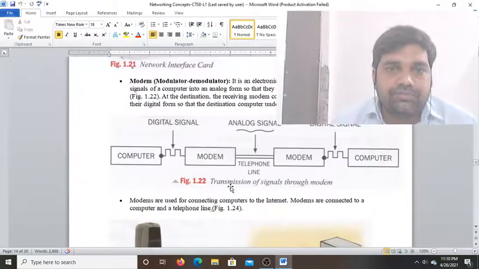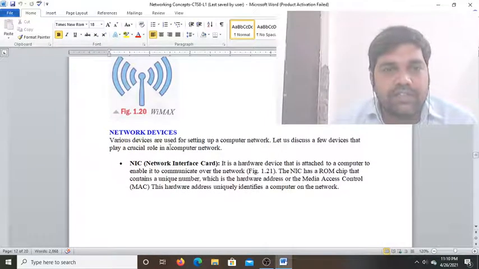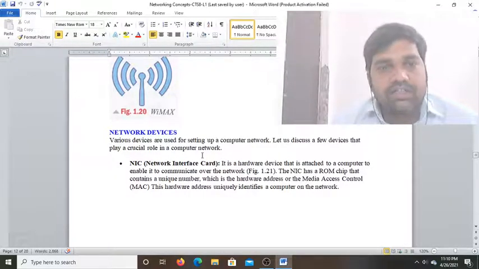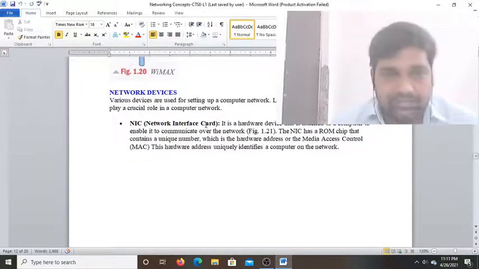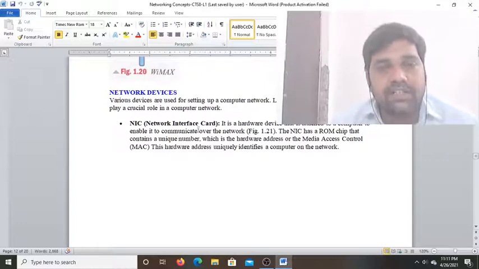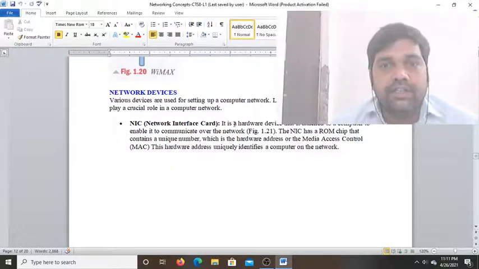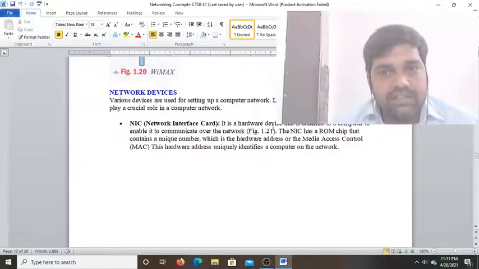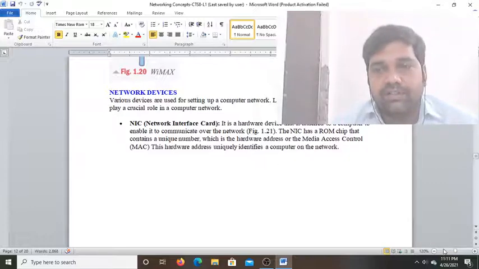Now see, one is the network interface card, which is one of the networking devices. So what are network devices? Devices which are used for setting up a computer network are called network devices. So the first device is the NIC, network interface card. Through this NIC, we connect our computer or laptop with the internet. This NIC is a hardware device attached to a computer to enable it to communicate over the network.